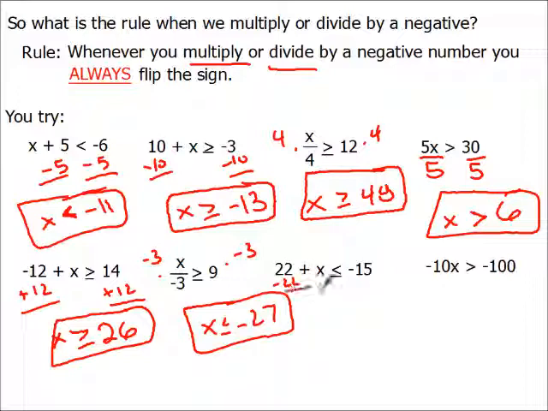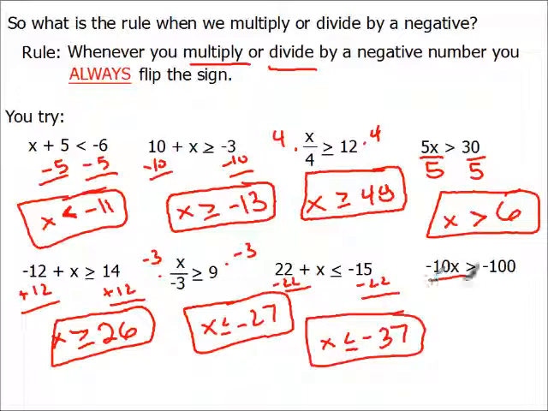Over here, subtract 22. So x is less than or equal to negative 37. And then finally, our last one, we're going to divide by negative 10. So since I'm dividing by a negative, my sign flips, and I get x is less than 10.